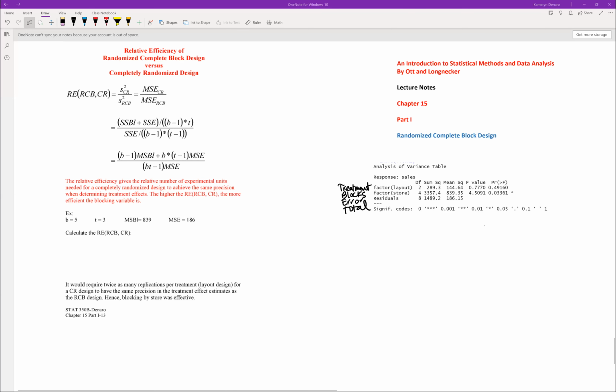Hello, everyone. We're working through An Introduction to Statistical Methods and Data Analysis by Ott and Longnecker. This is chapter 15, part 1, randomized complete block design.